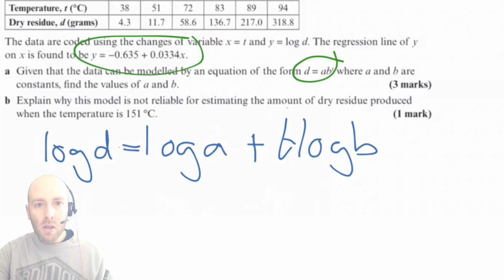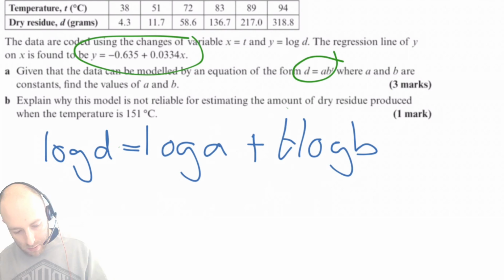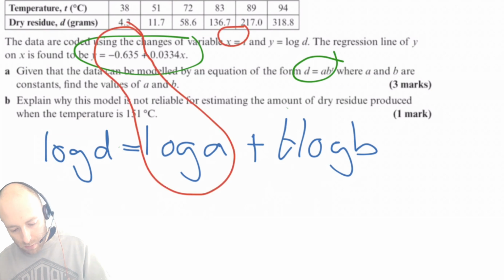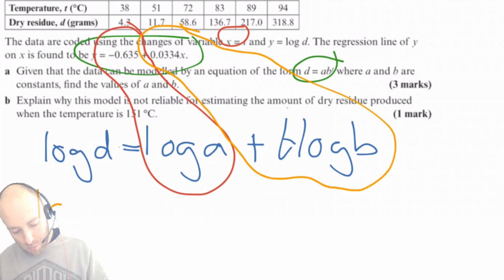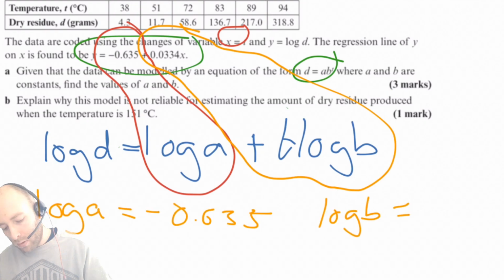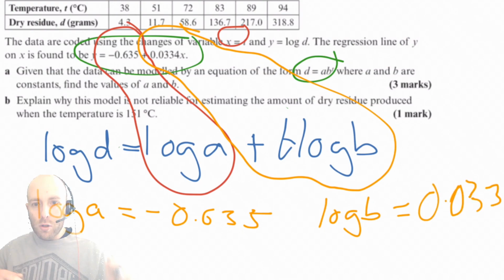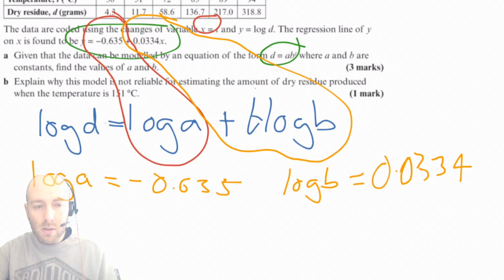So I need to compare my log equation to my line equation. So we can see the bit with no x's in it is there. T is our x, as it says here. So that number is going to be equal to this bit. So log A is minus 0.635, and log B is 0.0334. So just by comparing them, I can come up with these equations. So I'm going to try and solve these.